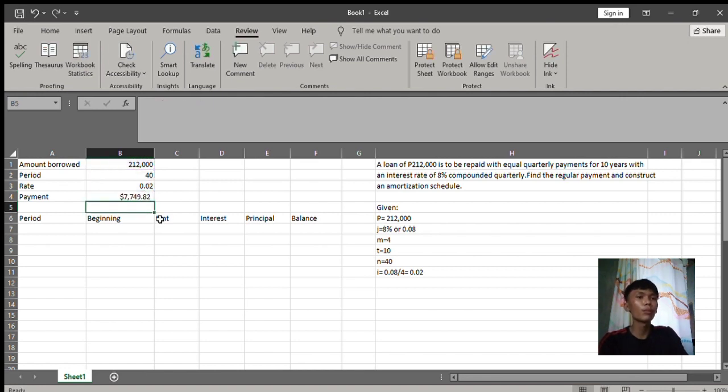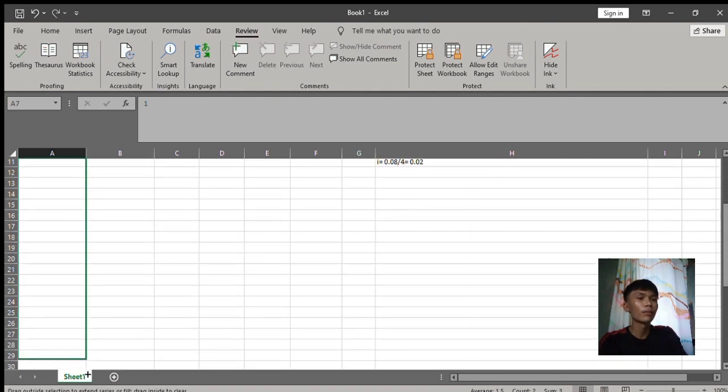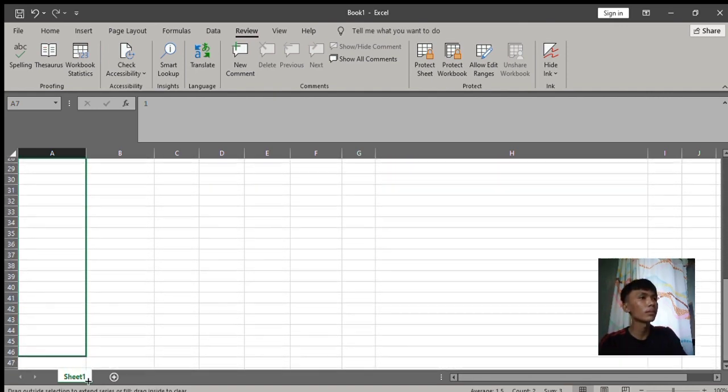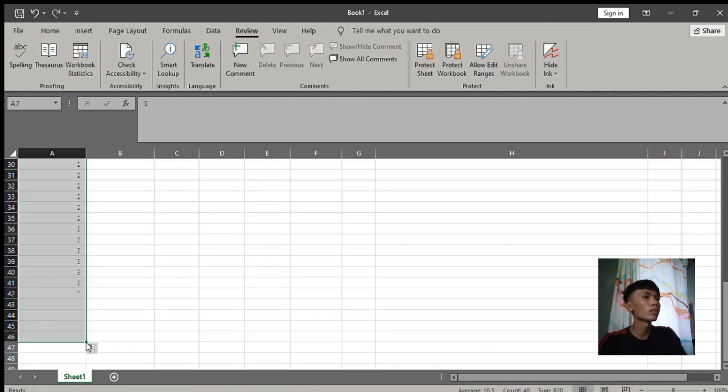Next is our period. Our number of periods is 40, so we type 1 and 2. To make it easier, we drag it down until 40 periods. So next, we have to input our beginning value.